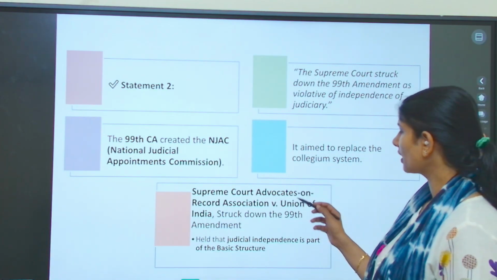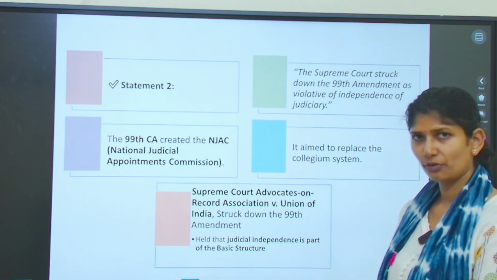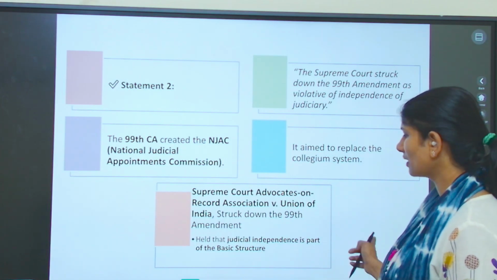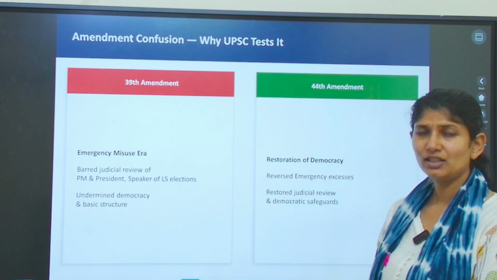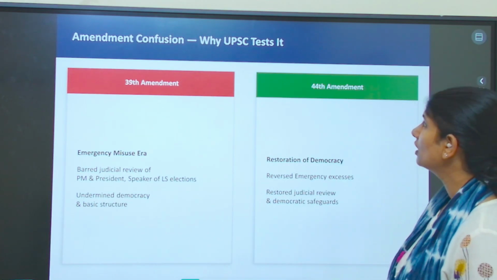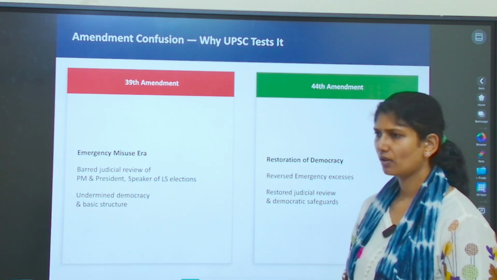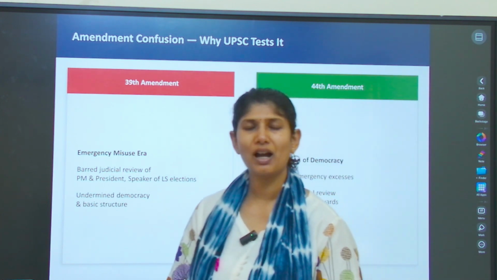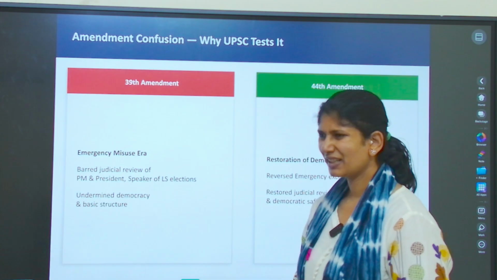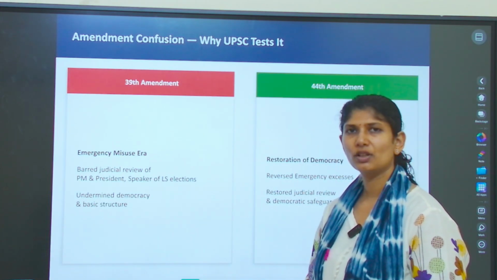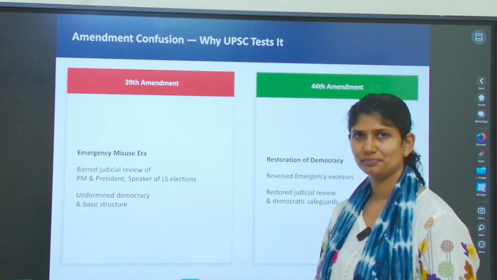So, the Supreme Court Advocates on Record Association versus Union of India case. They struck down the 99th Constitutional Amendment, stating that it violated the basic structure. Now, why exactly did UPSC even ask this question in the first place? See, it becomes very easy to get confused in amendments.